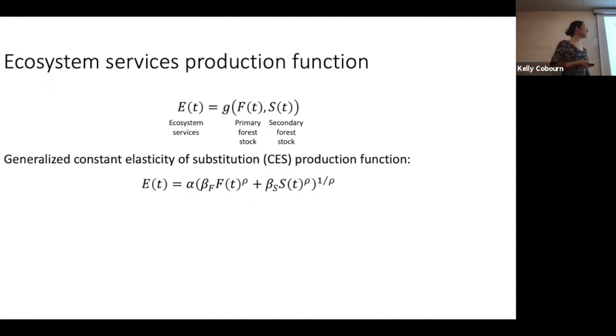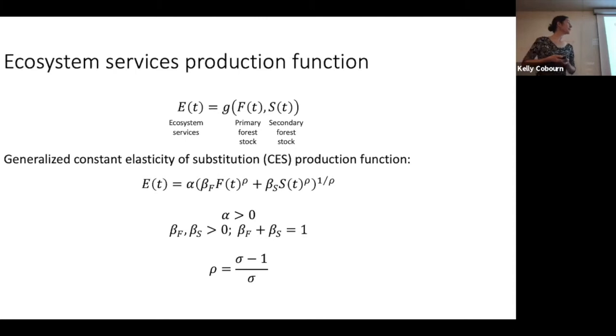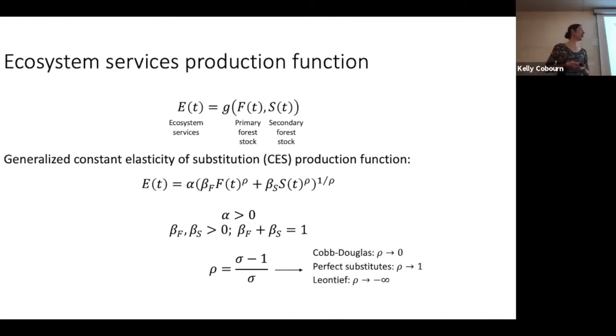The CES production function is of the standard form shown here, where alpha is our scale parameter, beta F and beta S are share parameters that capture the share of primary and secondary forests in ecosystem service production. And then rho is a substitution parameter that depends on the elasticity of substitution, sigma. What's really nice about this generalized CES production function is that it nests a couple of special cases, in particular the Cobb-Douglas production function, perfect substitutes, and Leontief production function as well. So we can look at a range of values for rho that are meaningful in that respect.